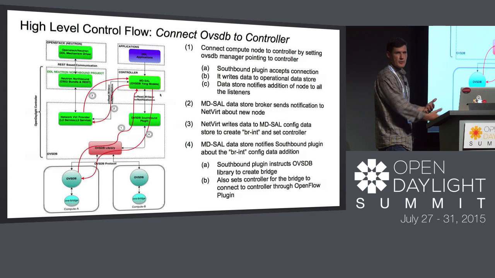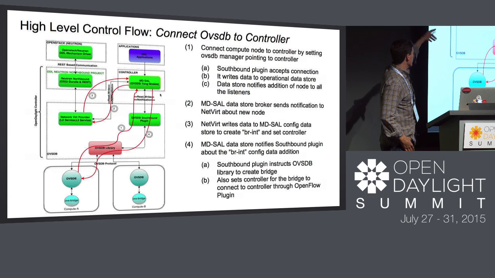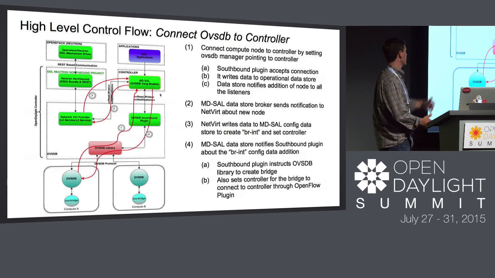The plugin's MD-SAL based, so it takes that schema and converts it into MD-SAL, writes it into the configuration, and writes it into the operational store. And that goes up to the MD-SAL block. The NetVirt provider is registered for any notifications, any changes that are happening on that OVSDB topology. And so at that point, the NetVirt provider now knows, hey, there's a new OVSDB node that we need to worry about.